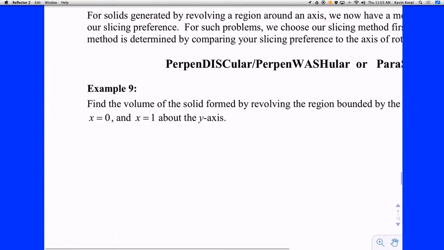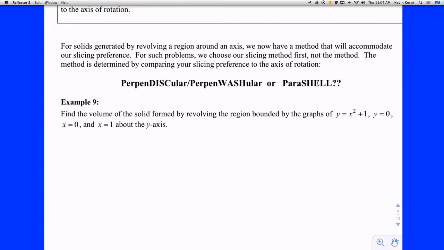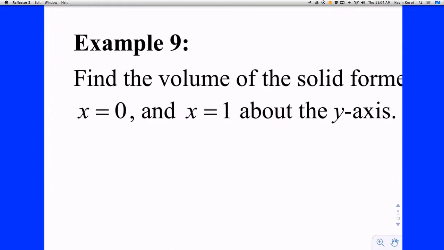Example 9. Okay. By the way, all those words right there that I just skipped, let me just tell you what it says. Because we now have a way to find volumes when our slicing preference or method is both perpendicular and parallel, and those are the only ones you're going to be using, you can now decide, unless it specifically says otherwise to slice it a particular way, you can decide how you want to slice it based upon how many setups it's going to take or what your equations will allow.